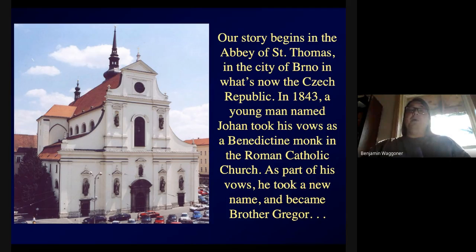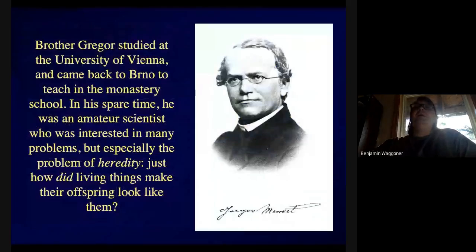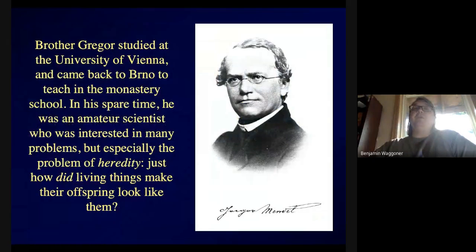And he was born Johann, but he's better known by the name that he took when he took his monastic vows. He became known as Brother Gregor. So there is Brother Gregor, who'd studied at the university, come back to teach in the monastery school, a good teacher as far as I ever heard. In his spare time, he was actually an amateur scientist. He did research into various problems and was interested in a lot of things.